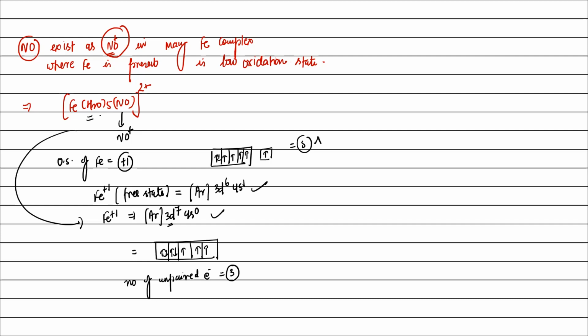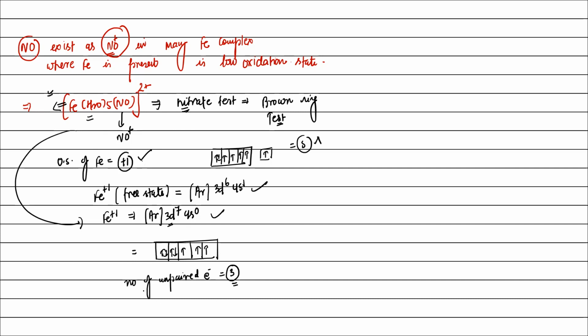This complex is very important because it is formed during the nitrate test, the brown ring test. This complex is responsible for the brown ring formed during the nitrate test, so it is very important. In this complex, nitrogen is present as NO plus, and the oxidation state of iron is plus 1. The electronic configuration is argon 3d7 4s0.